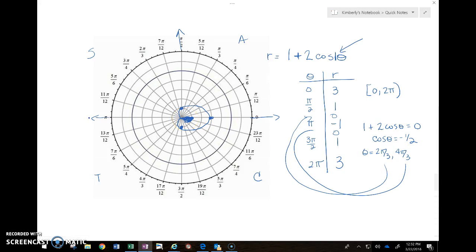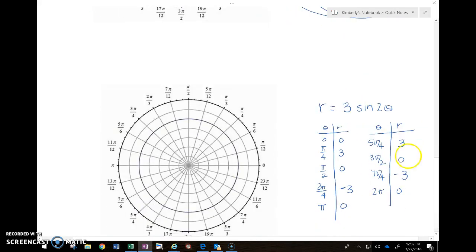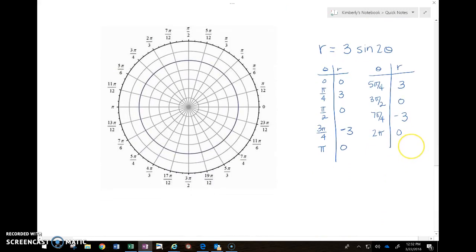We may come back to this very example. Another really popular type of polar graph is the one that creates petals. And here we see that the petals are always going to be the ones that have a coefficient in front of theta other than 1.